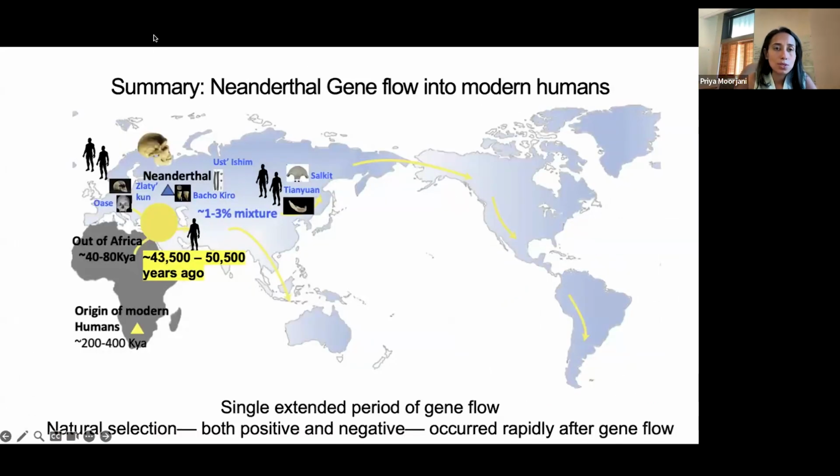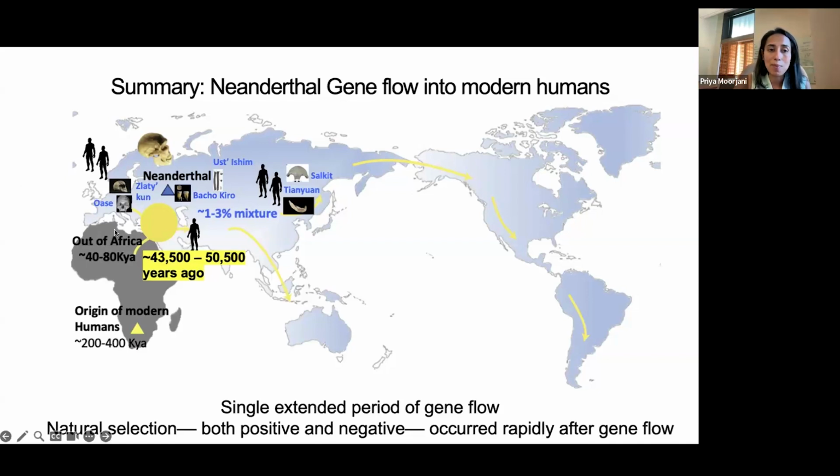Now, just to summarize our findings, by using data from living and ancient DNA samples, we are able to reconstruct a deeper picture of our mixtures with Neanderthals. We find that there is evidence for a single extended period of gene flow with Neanderthals, overlapping between 43,500 and 50,500 years ago. This is nicely consistent with the archaeological evidence.